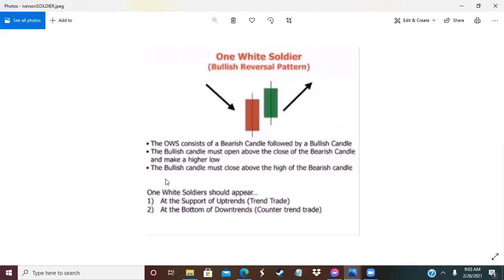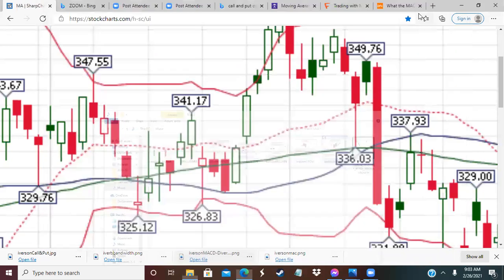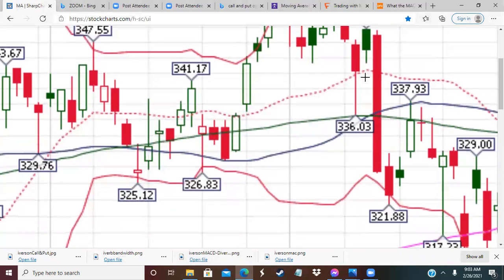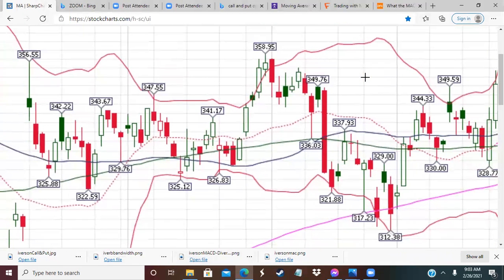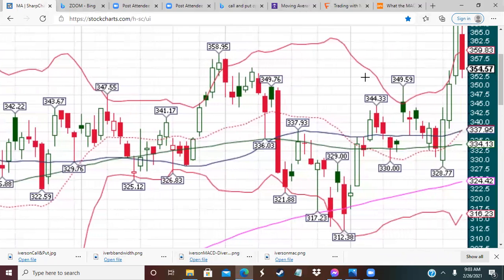So you see that. Now you know that the price is going to reverse. You're looking for the stock to start moving in an upward fashion. And I'll show it happening here on a chart. It's happened millions and millions of times, and it ain't going to stop happening.